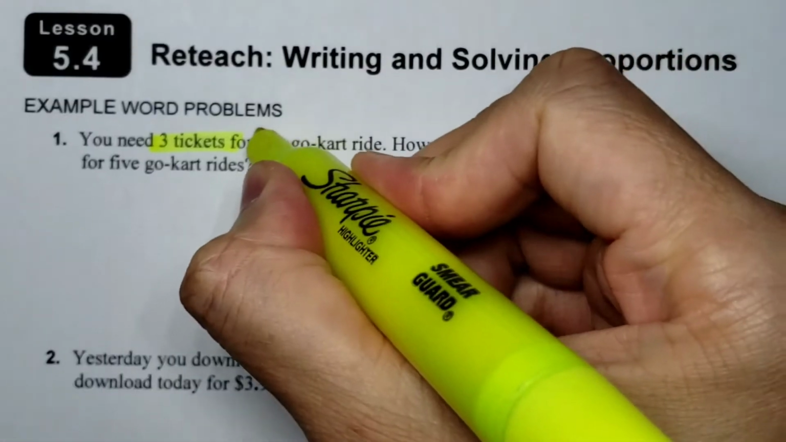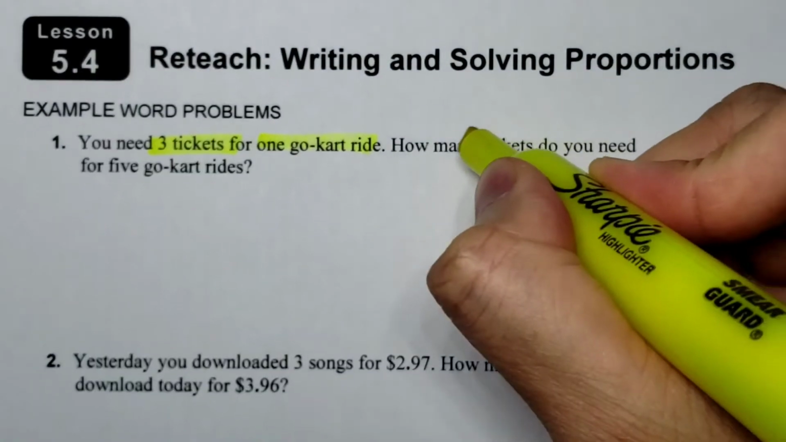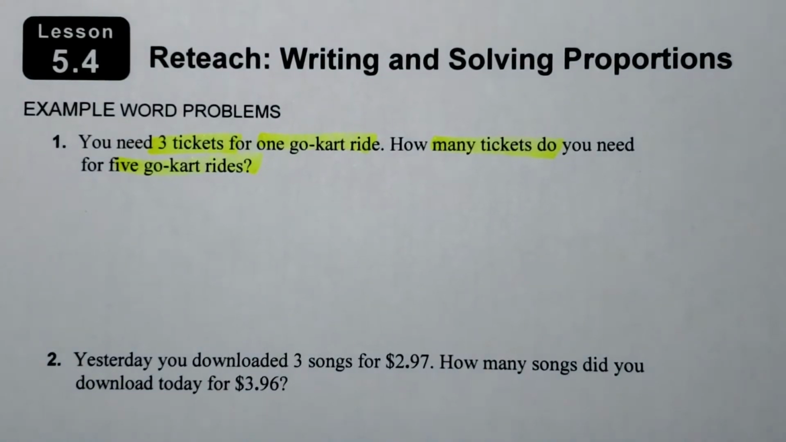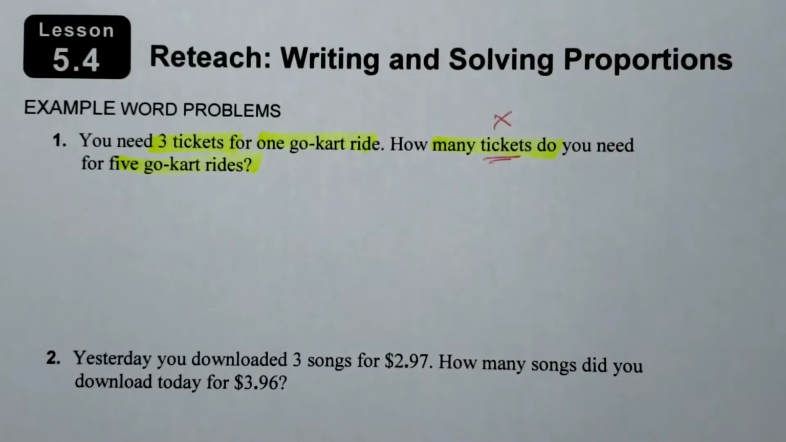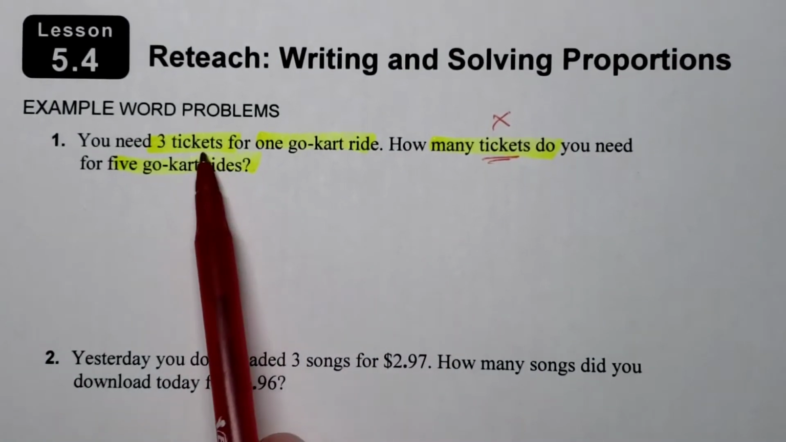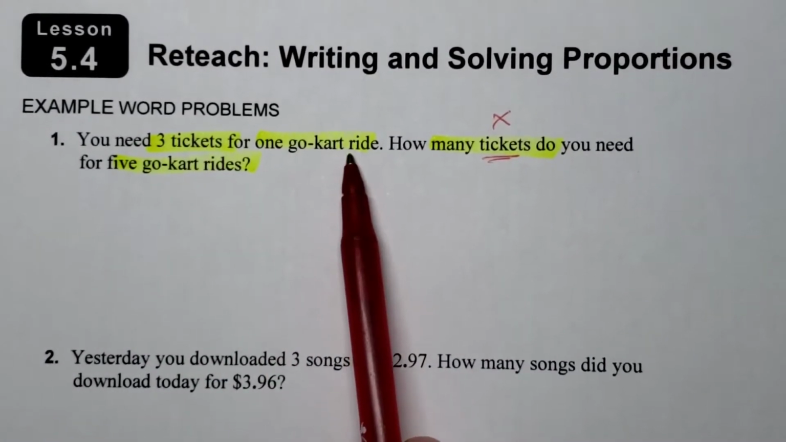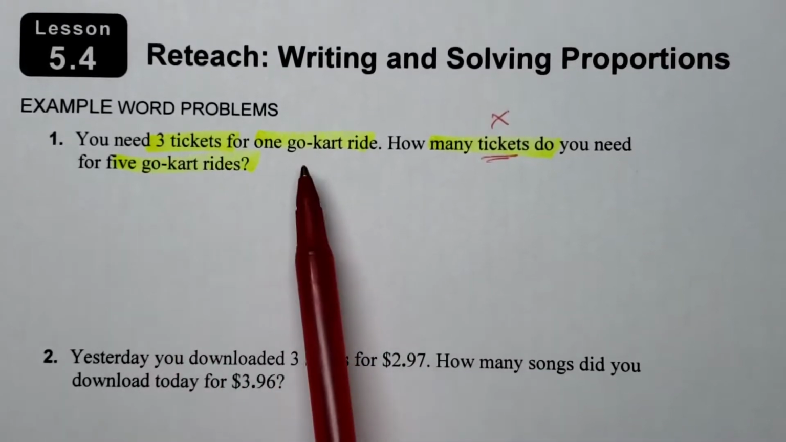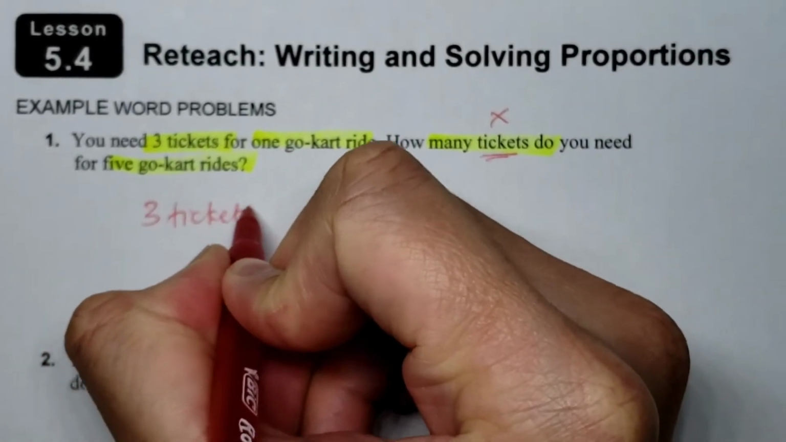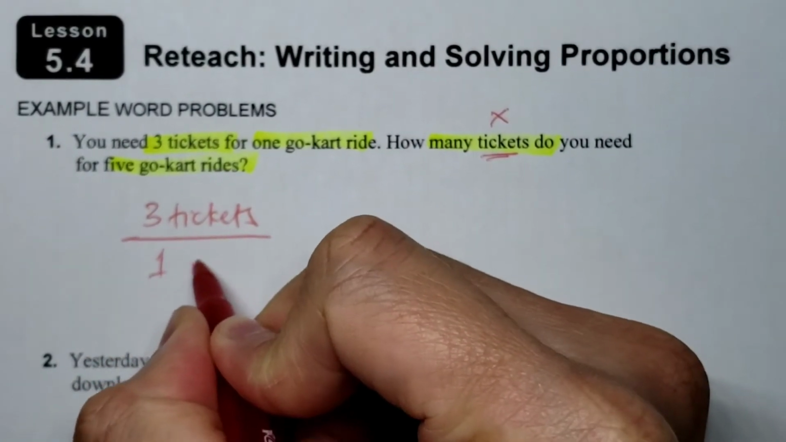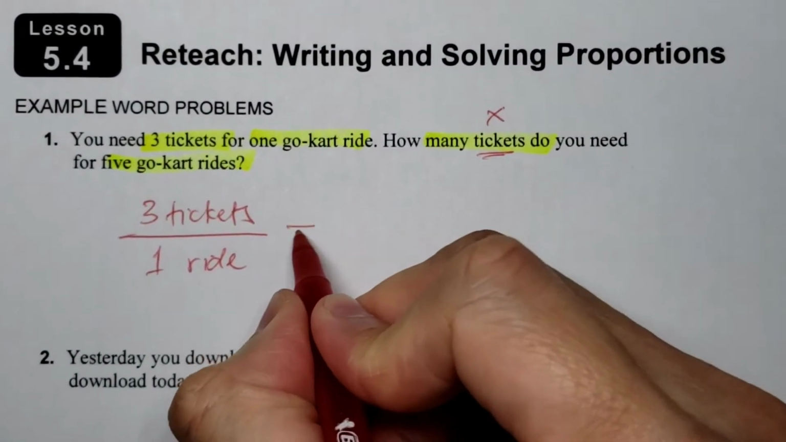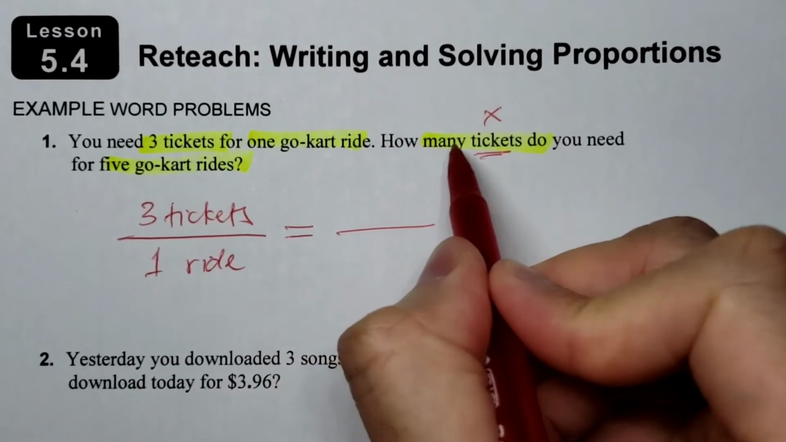So 3 tickets for 1 ride, and it's asking you for how many tickets for 5 go-kart rides. So how many tickets? This will be our unknown. So we're comparing 2 things, and we're comparing the number of tickets for the number of rides. So 3 tickets will get you 1 go-kart ride. So let's try that out. 3 tickets will get you 1 ride. I'll just write 1 ride. Now, that should equal to how many tickets?